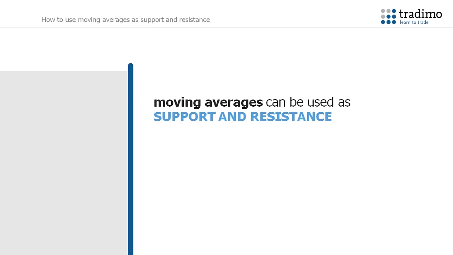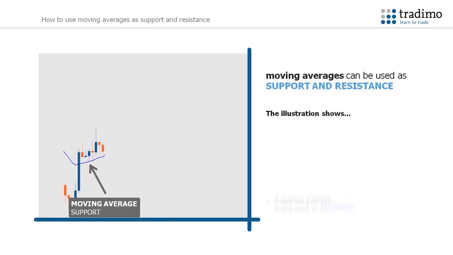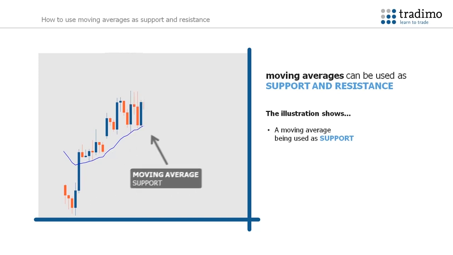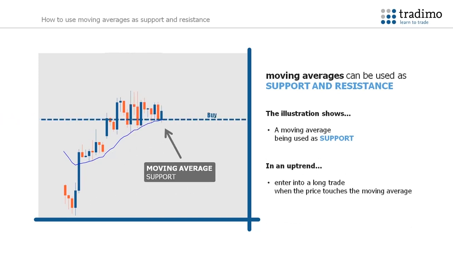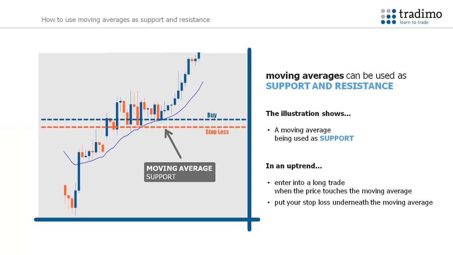Moving averages can also be used as support and resistance. This illustration shows a moving average being used as support. In an uptrend, you enter into a long trade when price touches the moving average, which acts as support. You put your stop loss underneath the moving average.